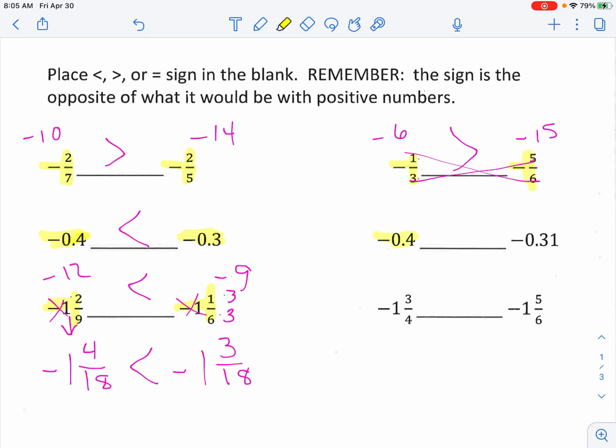-0.4 compared to -0.31. Now the first thing that I notice is that this number has 2 digits past the decimal. I want my other number to also have 2 digits past the decimal, so I am allowed to add a 0 right here. So now it's really kind of like I'm comparing negative 40 and negative 31. So negative 40 would be to the left of negative 31 on a number line.